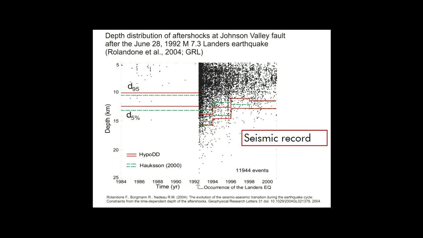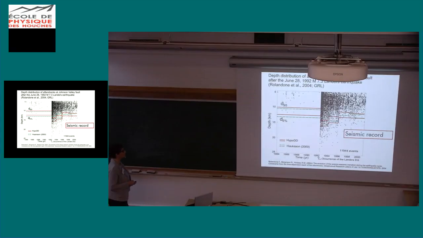What is the seismological record? Just one example here, what was observed again after the Landers earthquake, from Rolandone et al., 2004. After major earthquakes, people observe that the aftershocks occur at greater depth. Following a major earthquake, within a long time frame, within years, we see that the hypocenters of aftershocks are first shifted to great depth, and then they move upwards again. So that is one seismological piece of evidence that something is happening at depth.